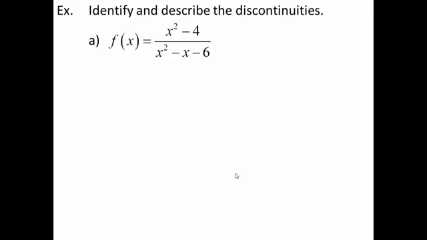So let's look at this function right here. I want you to identify and describe the discontinuities. I think you've got enough information to go ahead and try this one on your own. Pause here, play when you're ready.